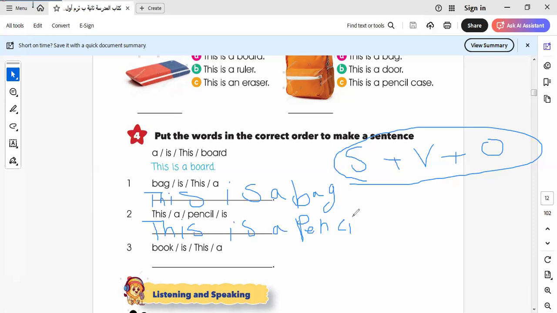Let's go to the last sentence. Here it will be, this is the book. After I end the video, I will leave you the link of this book below the video to download it and answer this question again, to practice on this question again, grade 2. Here we say this is the bag, this is a pencil, this is a book.